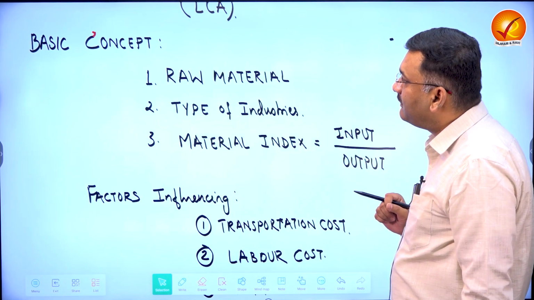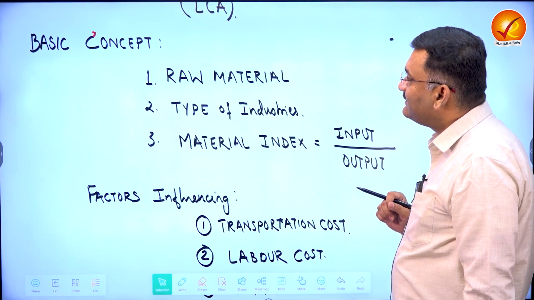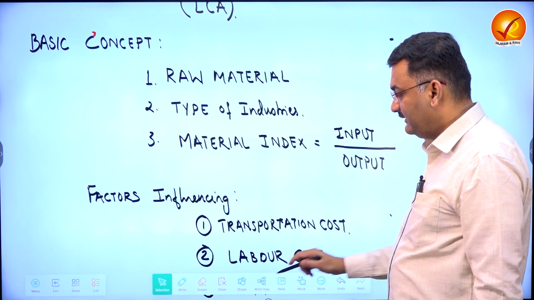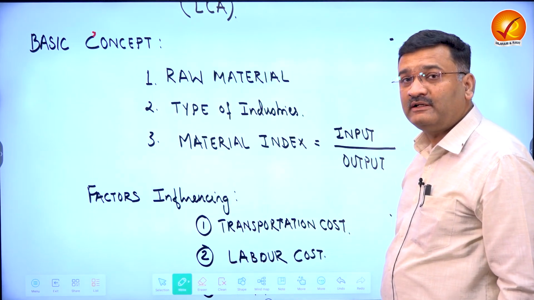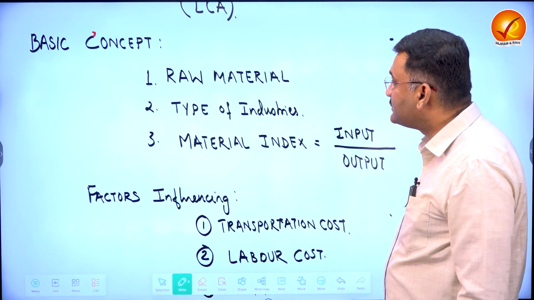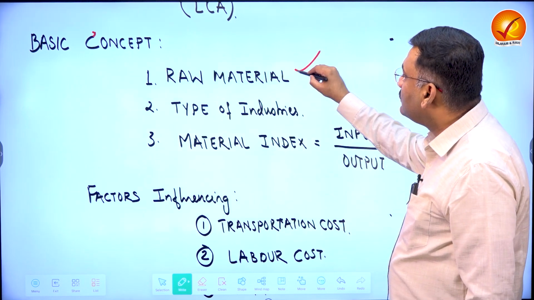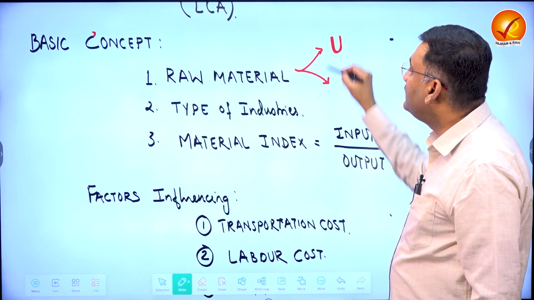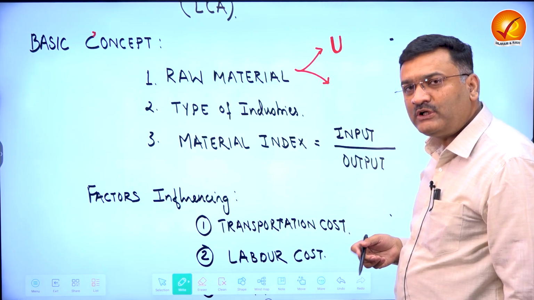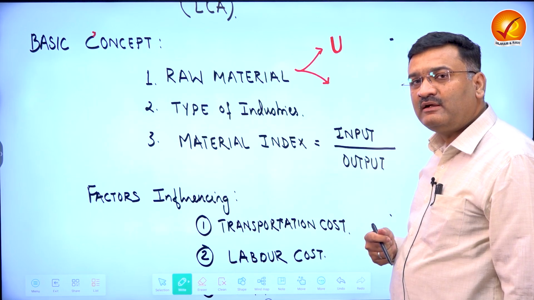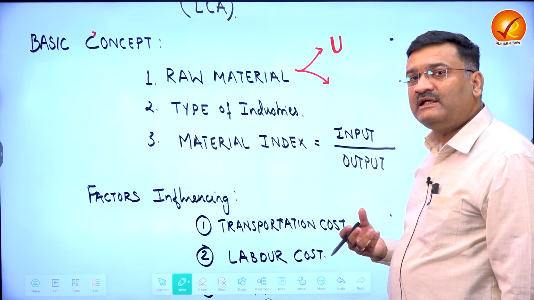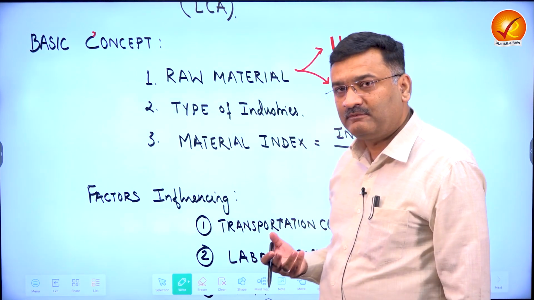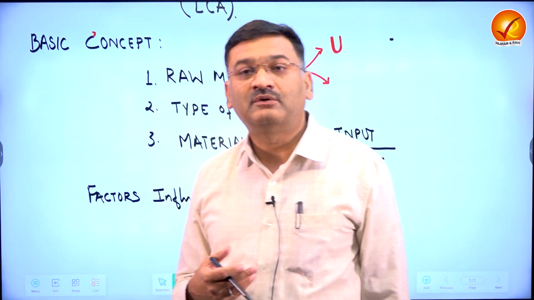This is the basic structure of the model. According to Weber, the location of the industry depends on three things. The first is raw material, the type of raw material required for any kind of production. He said that raw material can be of two types. One is ubiquitous raw material. What is ubiquitous? It means the raw material is easily available at all places, like water, which is available at all places.